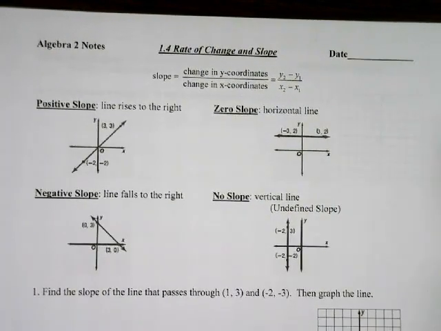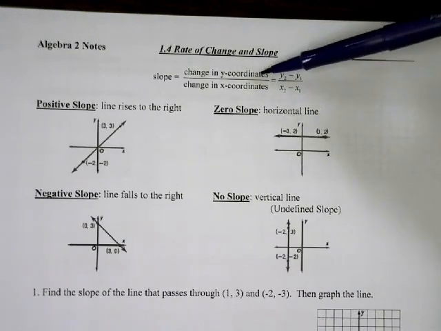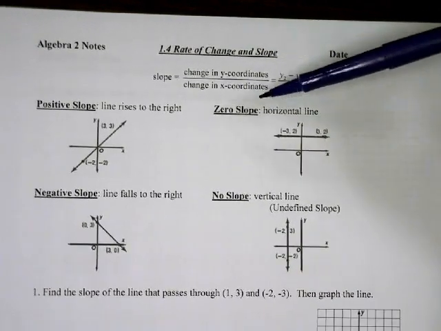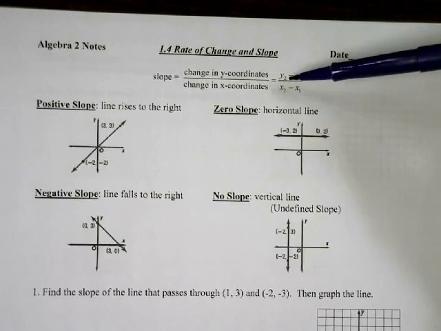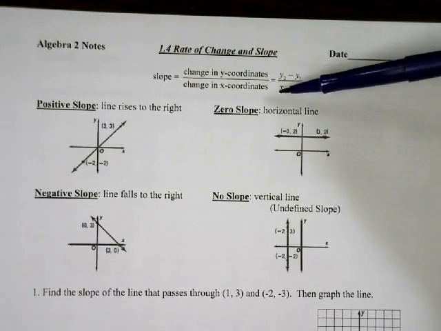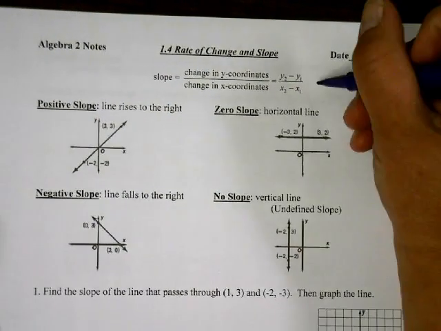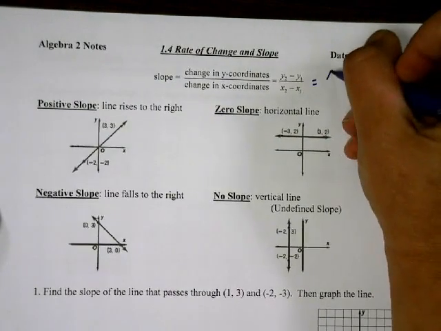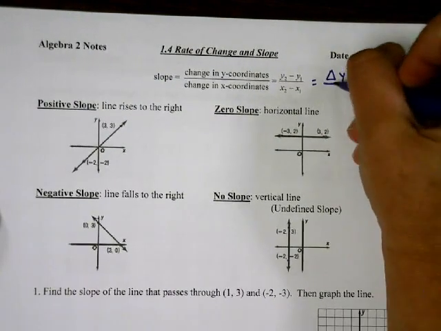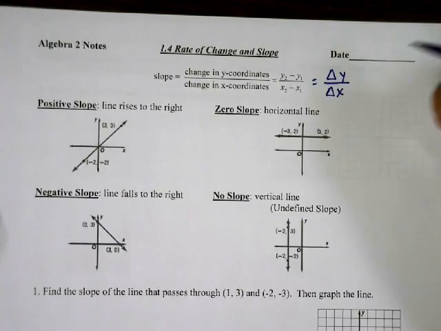Rate of change is slope. So slope is defined as the change in the y-coordinates divided by the change in the x-coordinates, or you might have seen it as y2 minus y1 divided by x2 minus x1. You may also hear it called delta y over delta x.